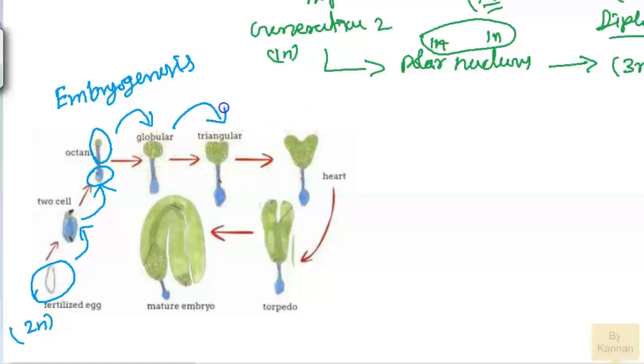After that, the triangular type of cells. Based on their shapes, they are just given names. After that, heart-shaped cells. After that, torpedo-shaped cells. Here it will be almost like a complete embryo. Then a matured embryo with enough cotyledon materials and embryonic materials. So this is how the embryo matures during seed formation.